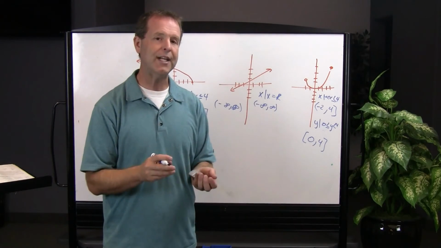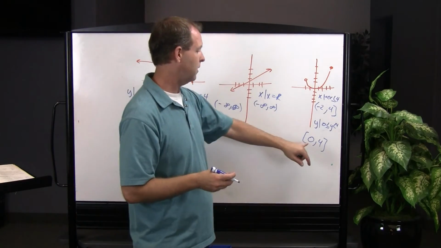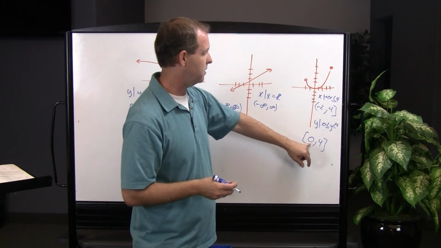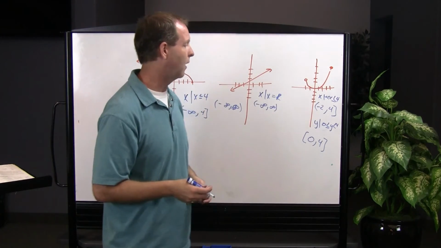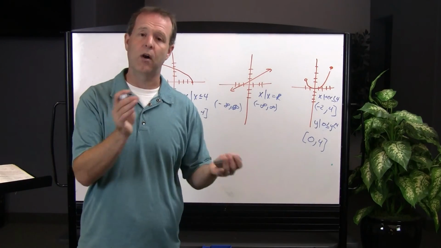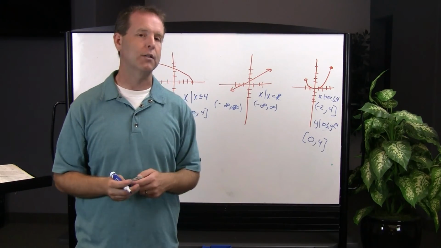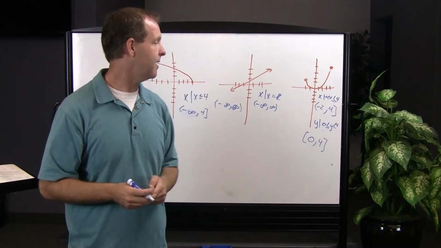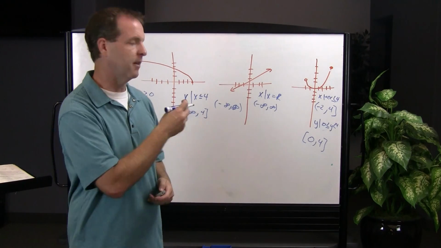So all my range is the values between 0 and 4. So sometimes when we have a graph, we can look at it and determine what its domain values and its range values are as we go ahead and inspect some of the things we can discover.